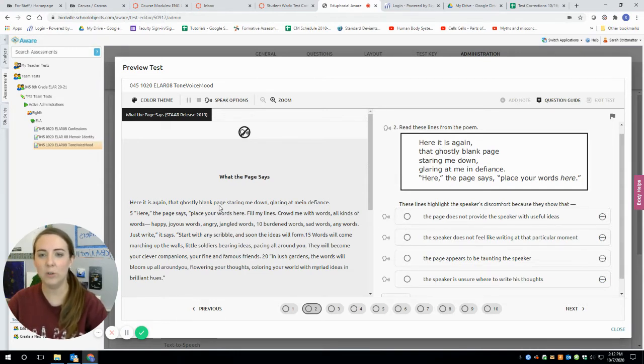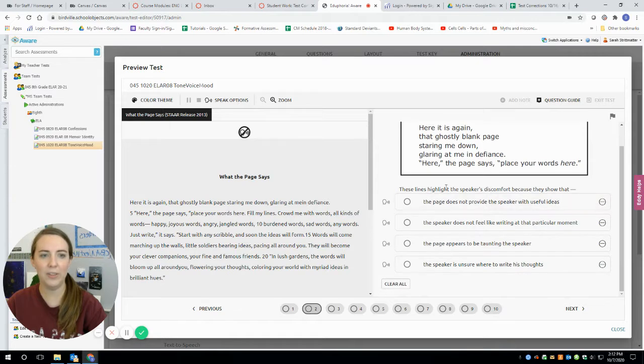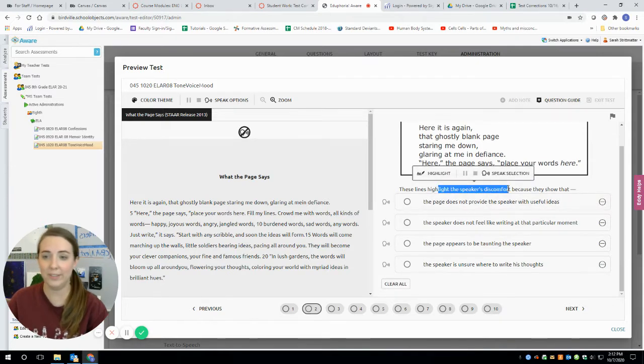Here it is again, that ghostly blank page staring me down, glaring at my defiance. Here, the page says, place your words here. Fill my lines, crowd me with words, all kinds of words, happy, joyous words, angry, jangled words, burdened words, sad words, any words. Just write, it says.